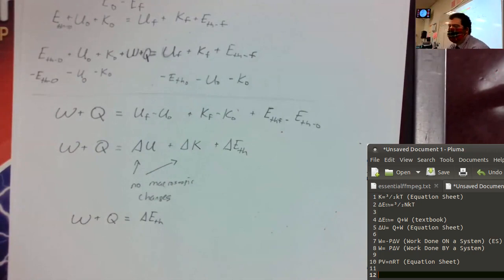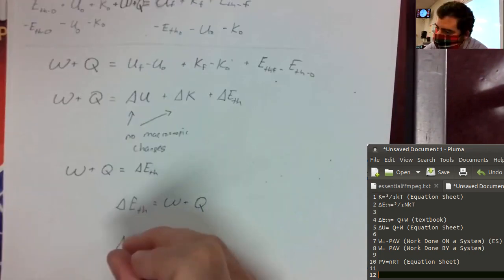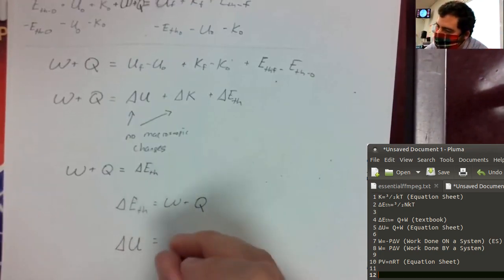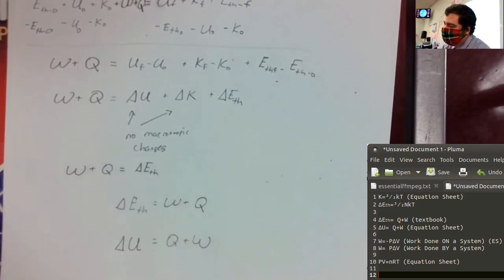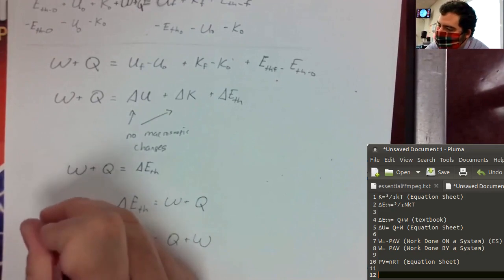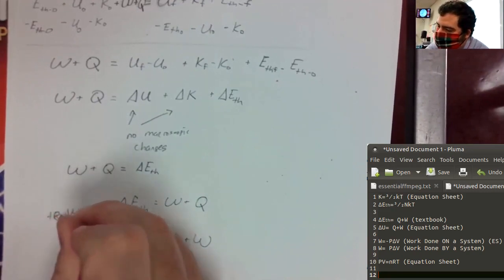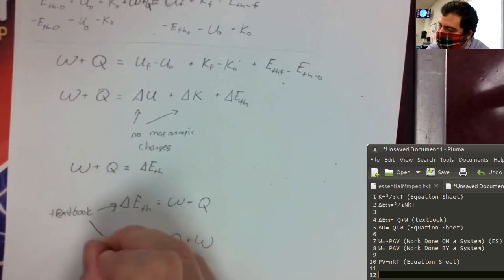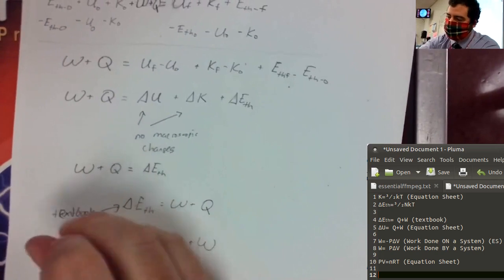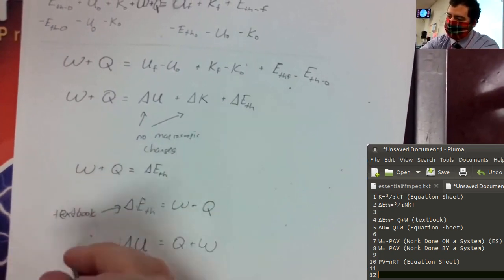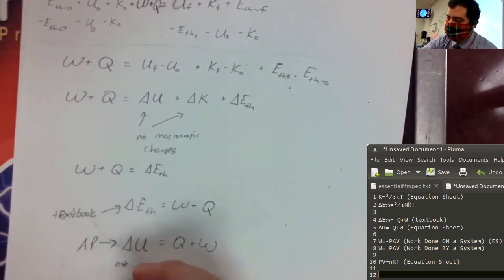Could you pull out your AP equation sheets and see if there's anything like that on there? They call this change in internal energy. And basically, this is what our textbook calls it. This is what our AP calls it. And this is not potential energy. This is internal energy.